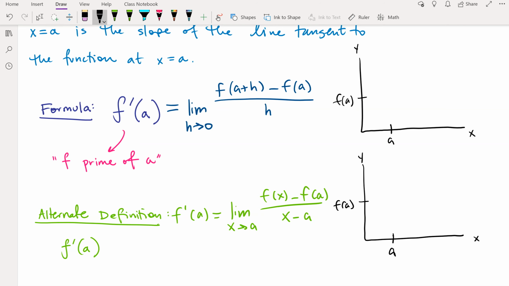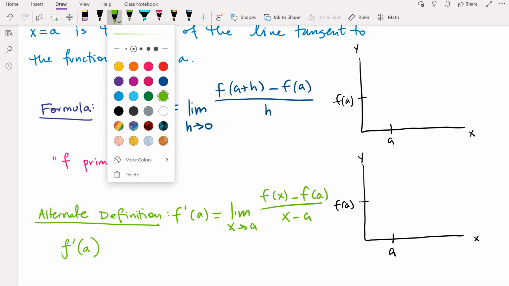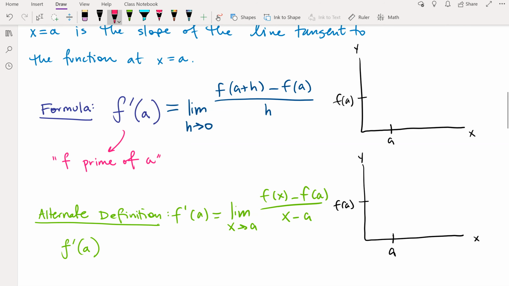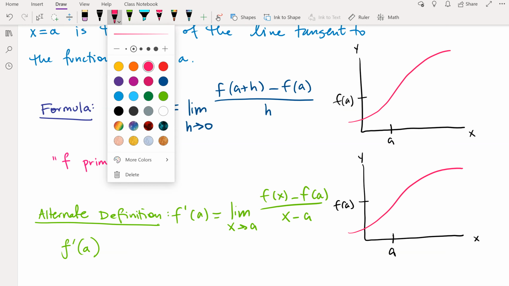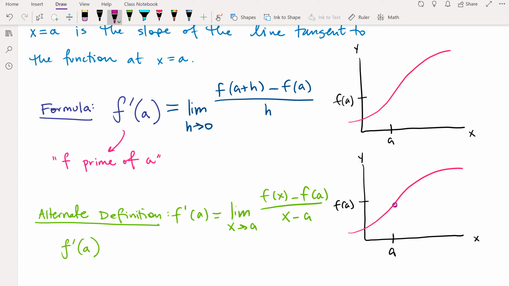Okay, and then let's just draw the same curve. So I'm going to draw the curve in pink. We're going to have something like this. Cool. Those are supposed to be the same. Pretend they're the same. All right, and then we have the point a comma f of a. That's right here.